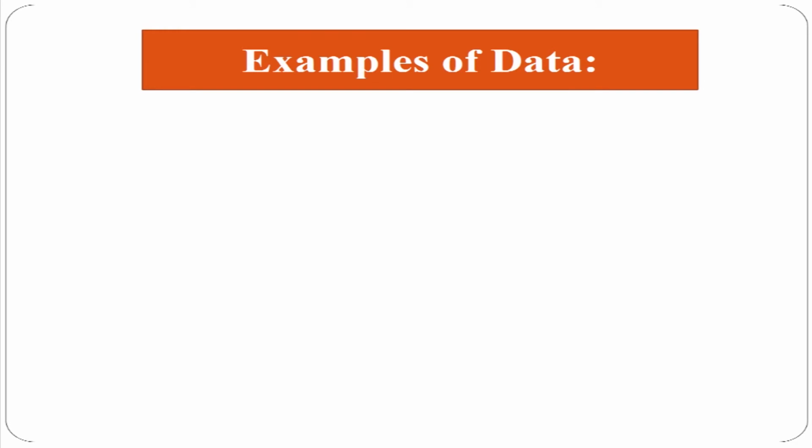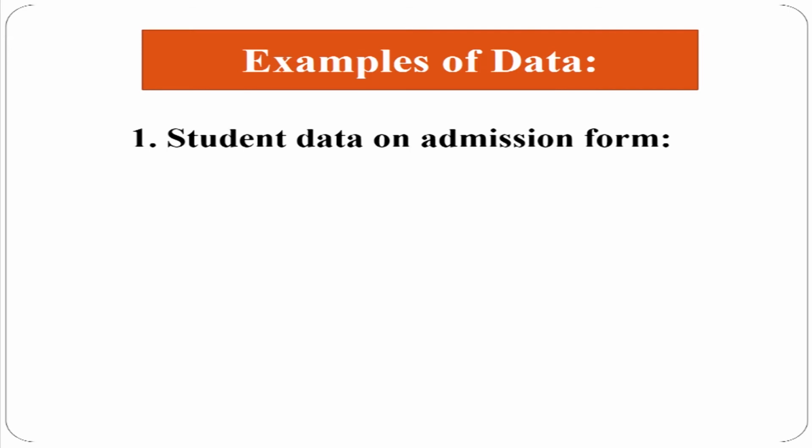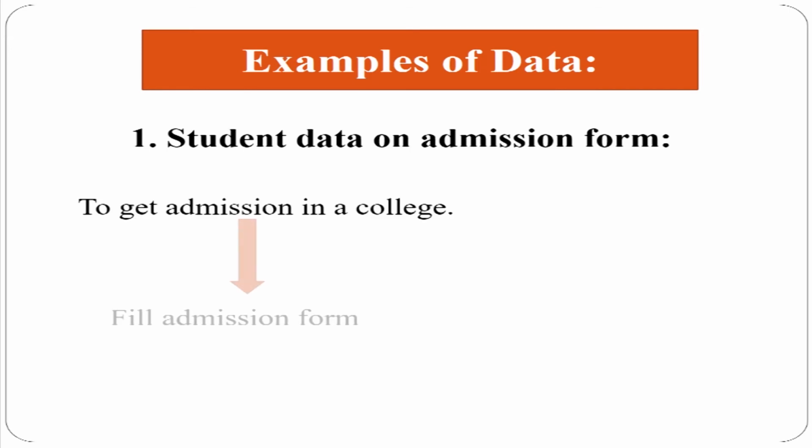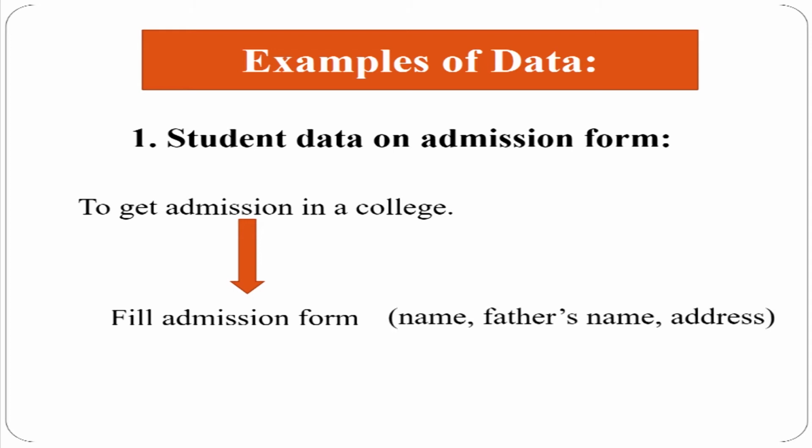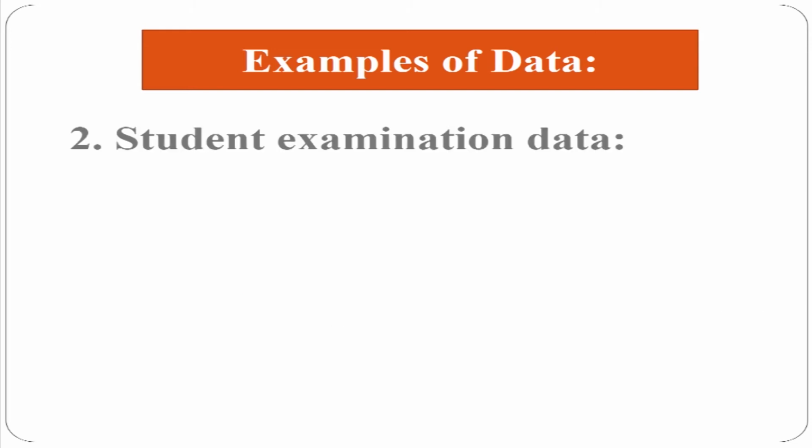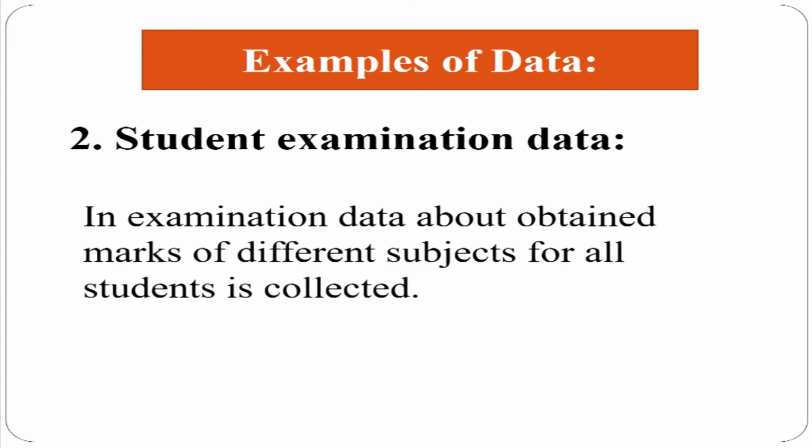Number 1, an admission form. When students get admission in college, they fill an admission form. This form contains raw data like name, father's name, address, where he or she lives, etc. Number 2, student examination data. When students sit for an exam, their scores are collected. For example, maths 70%, chemistry 80%, etc.